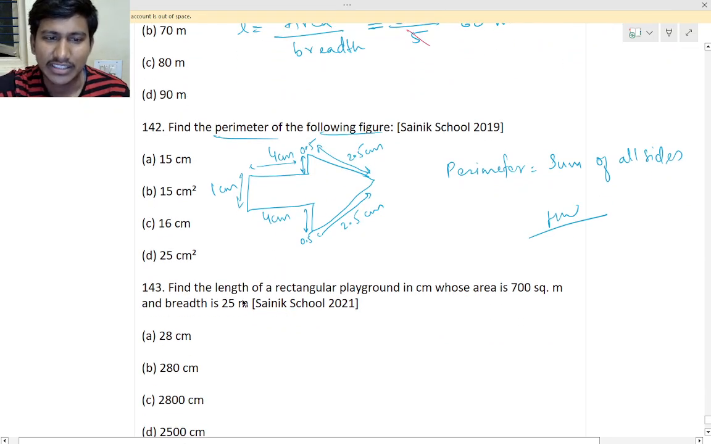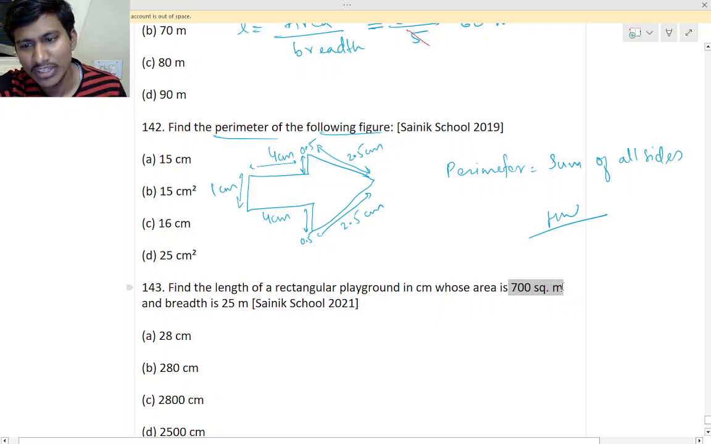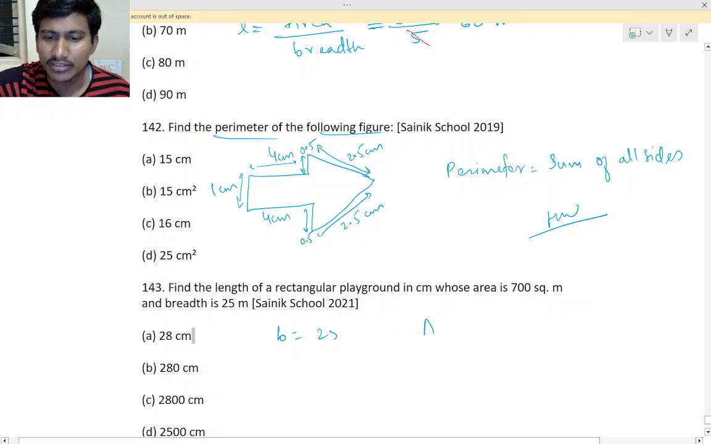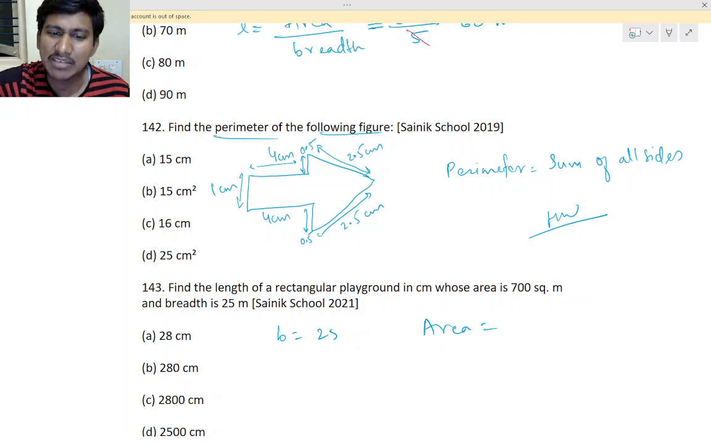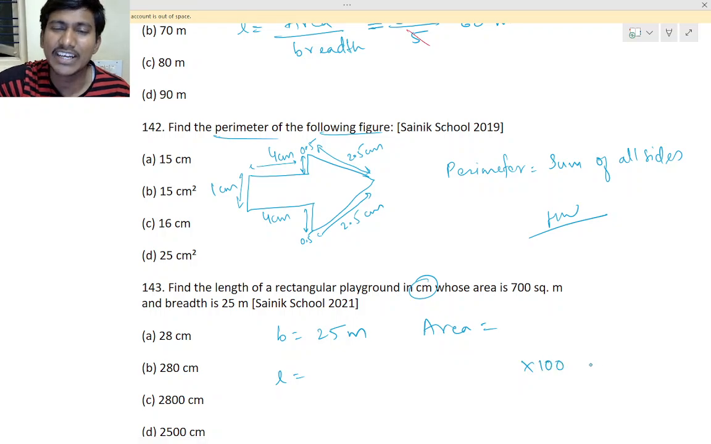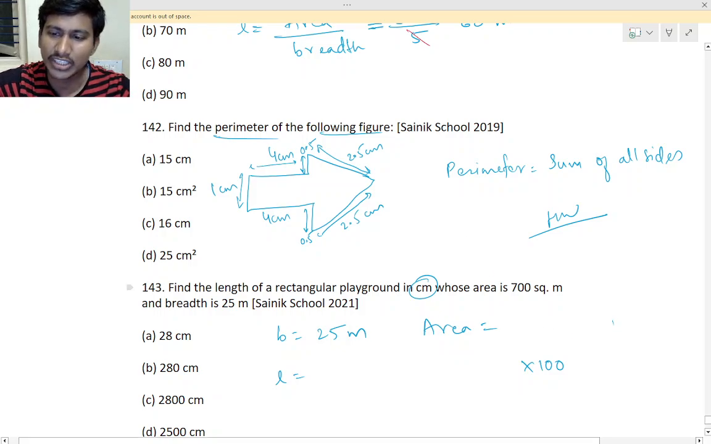Question 143: find the length of a rectangular playground in centimeter whose area is 700 square meter and breadth is given. Area is also given, so we have to find the length, same as the question we did already. They are asking in centimeter, but you will get the length in meter. Just multiply it by 100 and you will get centimeter. That will be homework.